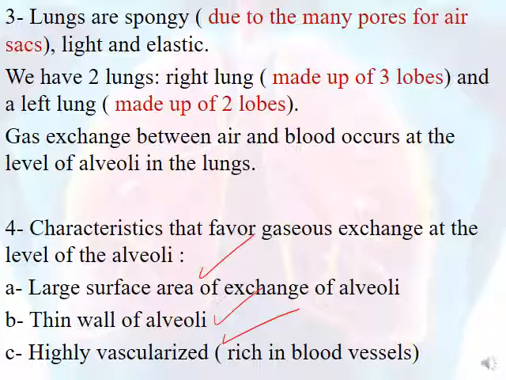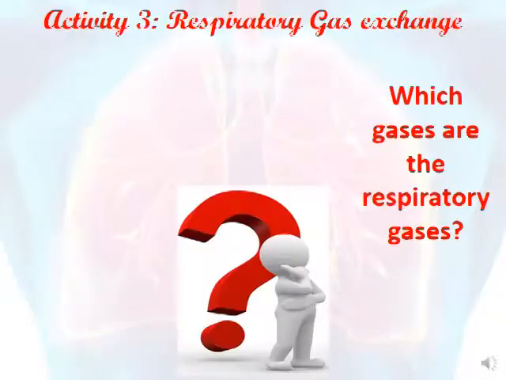We have two lungs. The right lung is made up of three lobes, while the left is made up of only two lobes. Gas exchange between the air and the blood occurs at the level of the alveoli inside the lungs. Characteristics that favor the gas exchange are the large surface of exchange of the alveoli, thin wall, and highly vascularized, meaning rich in blood vessels.